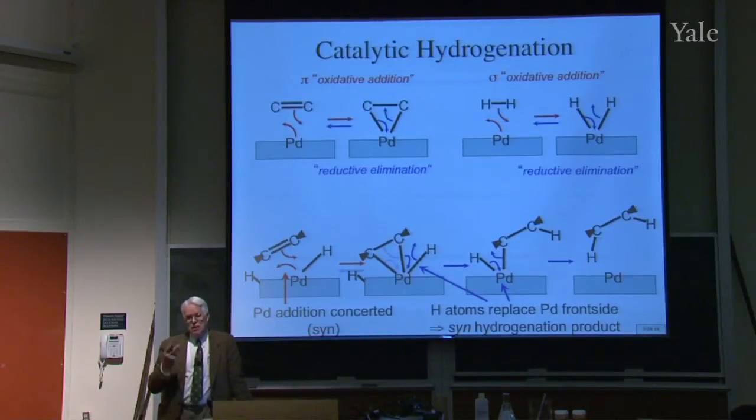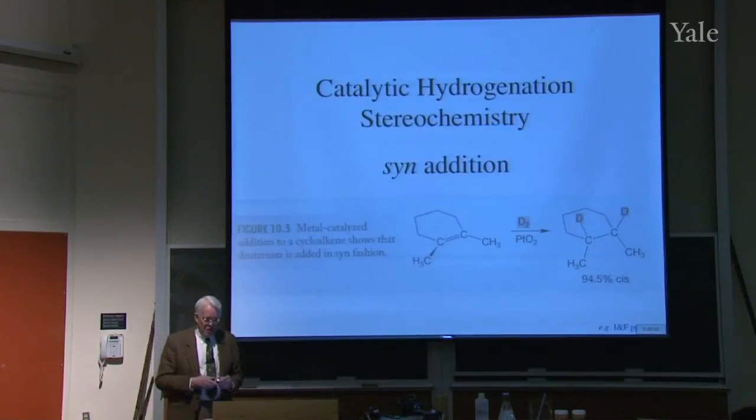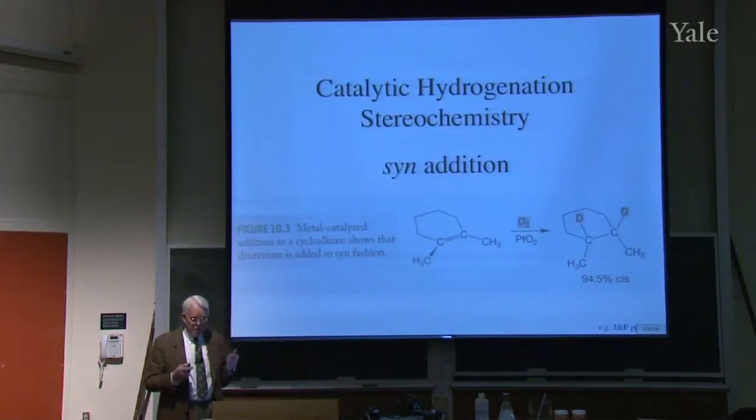How could you tell that the two came in on the same side? You wouldn't use hydrogen. What would you use? You'd use deuterium, as you say. Yeah. So then you could tell this. And here's an example from the book where they used deuterium and platinum oxide in this case, and the two Ds came in on the same side.